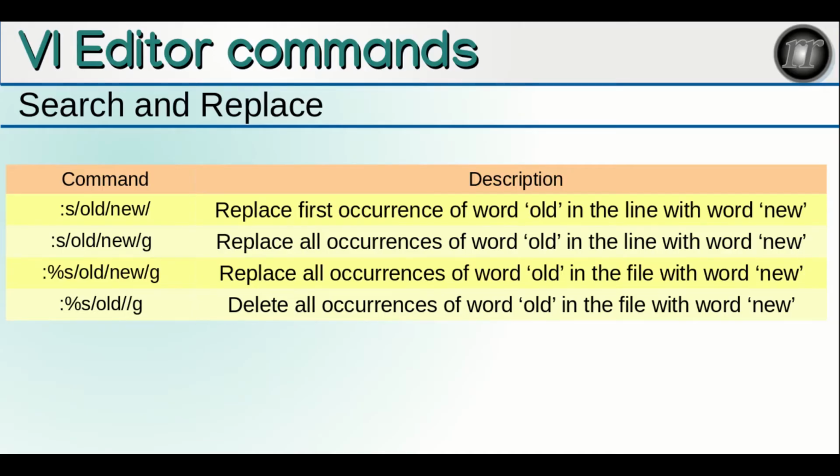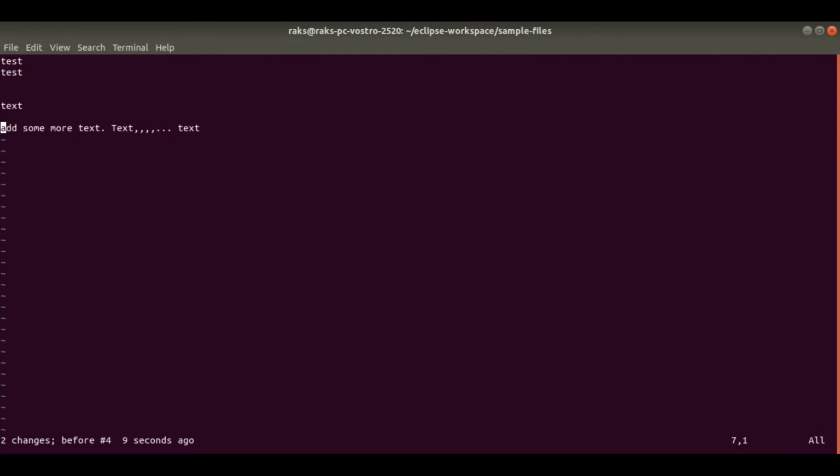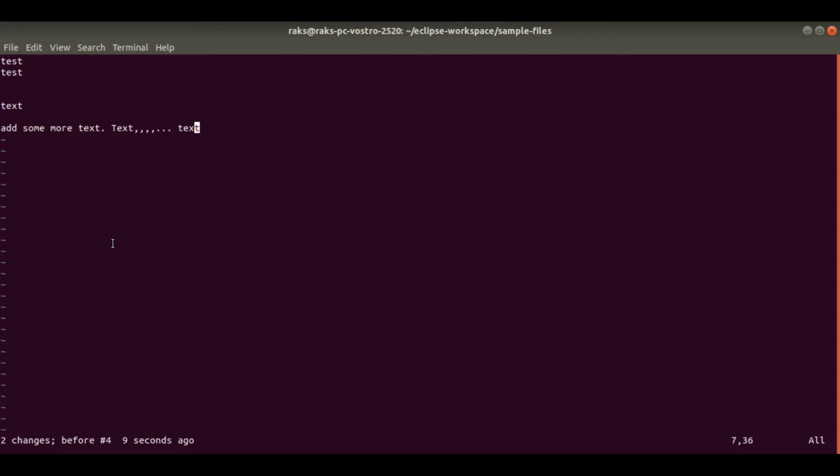You can also use copy paste in the VI editor. For copying a specific line, you will have to use either double Y or Y. What if you want to copy this line? Just press double Y. It is copied. Now if you want to paste that line, just press small p. You can see the copied line is getting pasted. So we can undo.